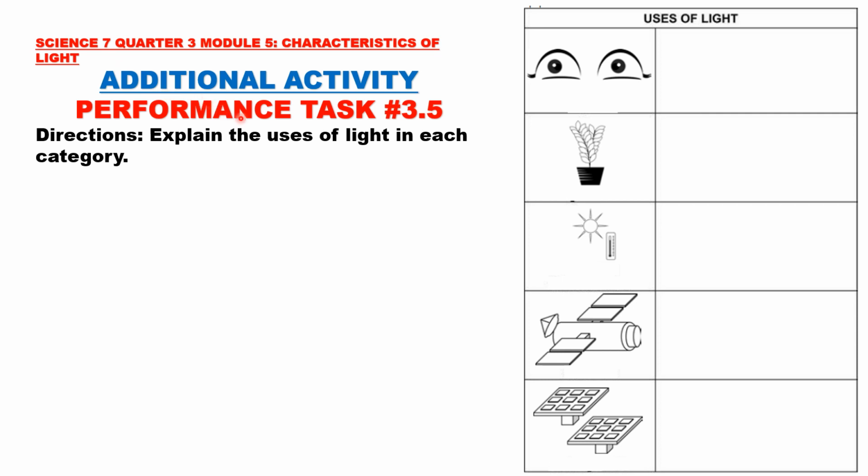Additional activity, performance task number 3.5, explain the uses of light in each category. So here in this empty column, you are going to write your explanation kung paano ginagamit ang light sa bawat figure na ito. So first, we have eyes. Next, a plant. Number 3, sun. 4, satellites. And number 5 ay solar panels.